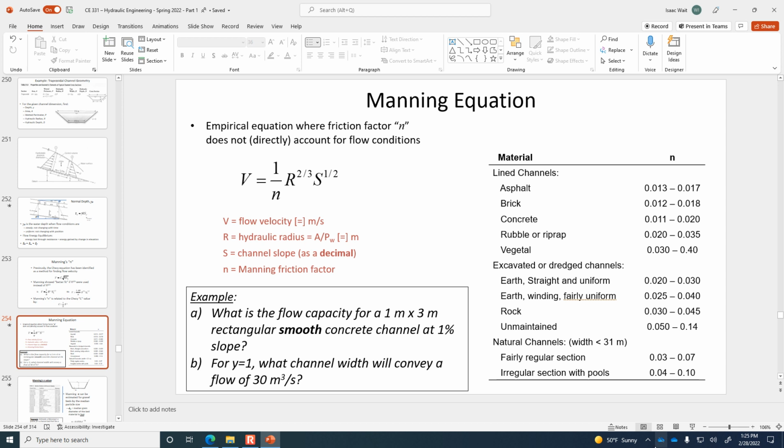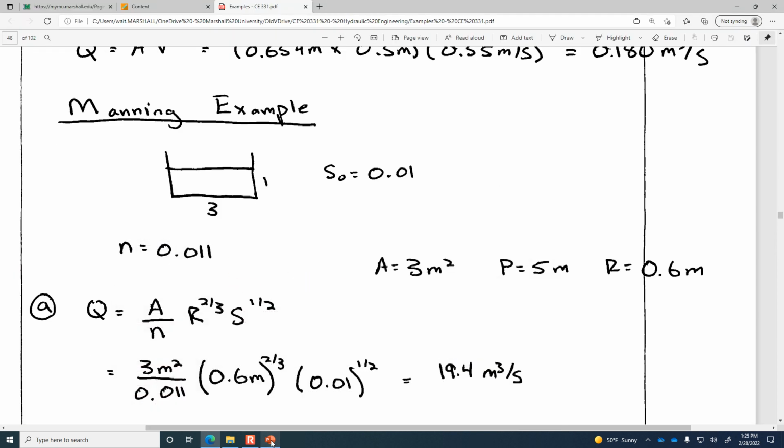Okay, so in part A, we're just trying to find out what's the capacity of this channel. We only want the water to be 1 meter deep, and it may be that the channel itself is deeper than that. If you look at how I've sketched it out, I've got the edge walls go a bit higher. Maybe it's just that we want the water depth to only be 1 meter inside of this channel. So at a 1% slope, what Manning's equation suggests is that it would be 19.4 cubic meters per second.